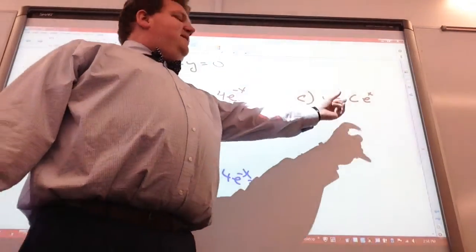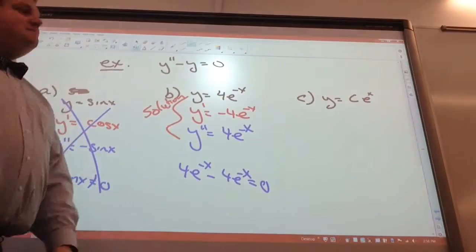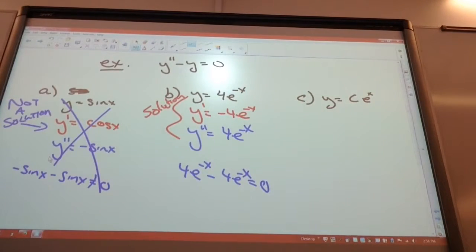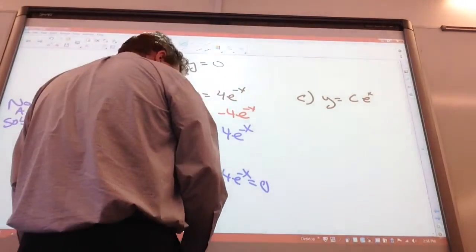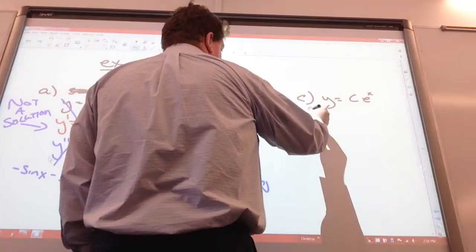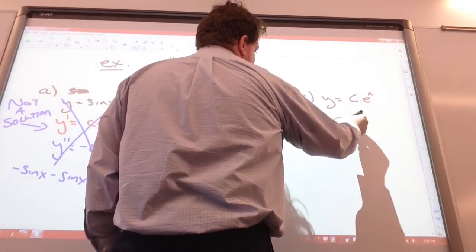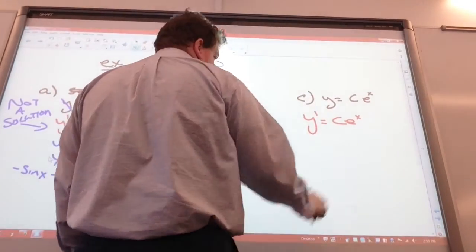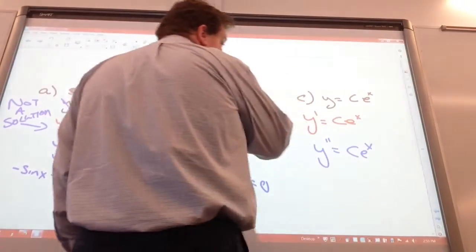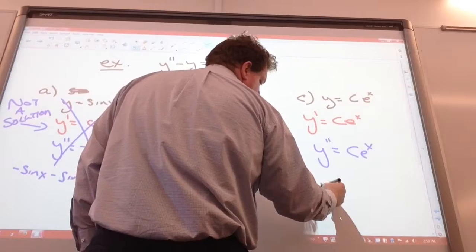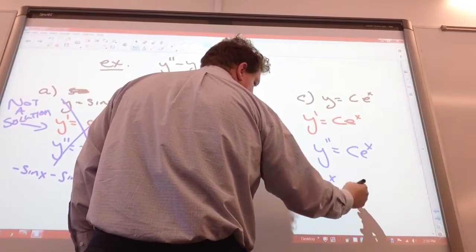Now, how about this last one? Will this one work? Look at it carefully. What's the derivative of that thing? It's c e to the x, right? The c doesn't go away. It's a constant out in front. So my first derivative here is c e to the x. What's my second derivative going to be? c e to the x also, whatever that constant is. So does that make this thing work? Yes.